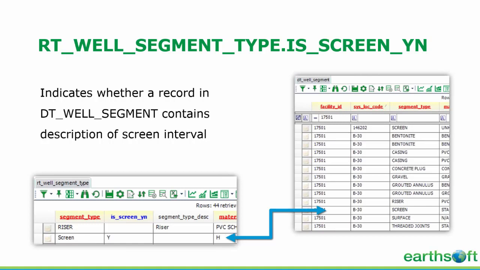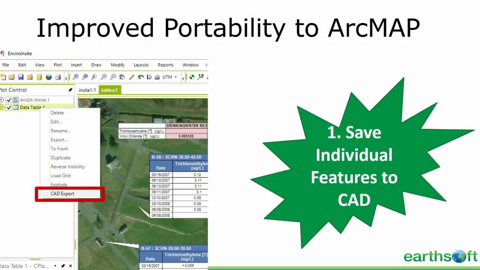It's not even necessarily a screen, but it might be any sample interval that might be stored in DT well segment. So it could be a transducer or something else. And you want to have the top and bottom elevation or depth defined in DT well segment. Well, this is a way of doing that, of telling the program to consider those as sample intervals.